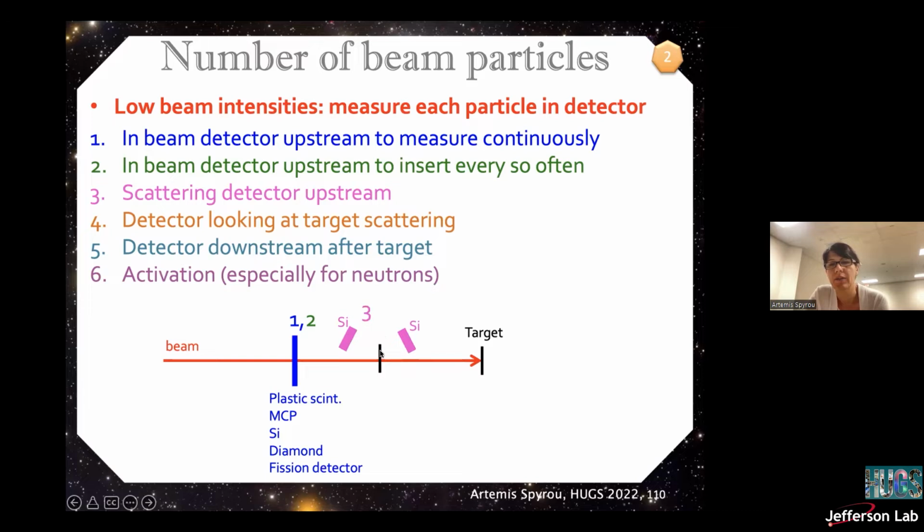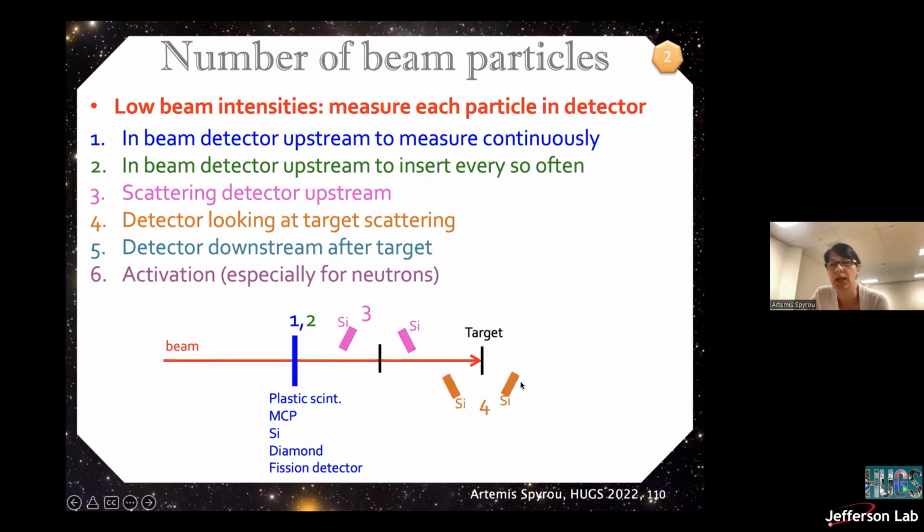You could have some kind of thin material here that will not interrupt your beam very much. It will still go through, but when the beam interacts with this material, you can have either backward angles or forward angles. You can have, again, some silicon detectors and measure what's going on with your beam.